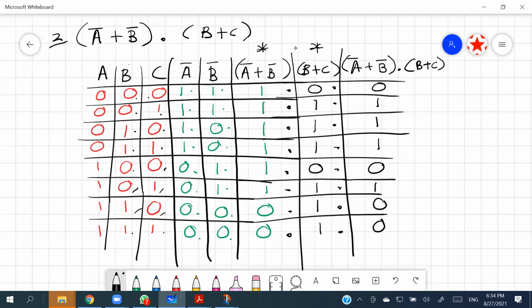So if you got any mistakes, please correct them. If you got it correctly, you can mark it as correct, right? Get a red pen and mark it as correct.